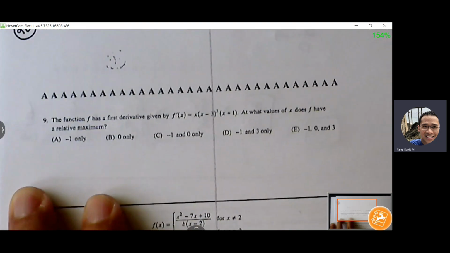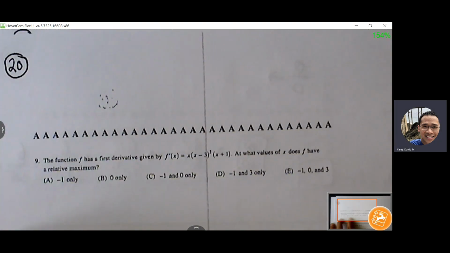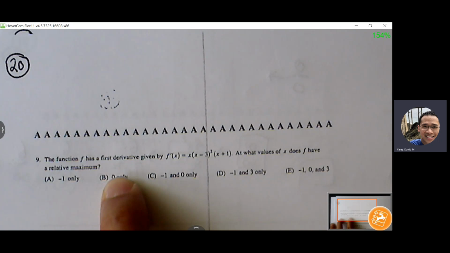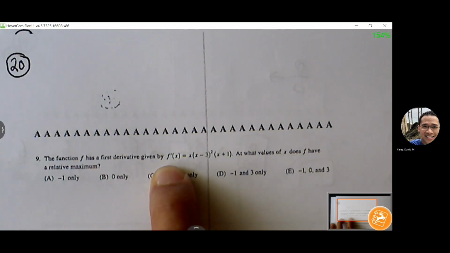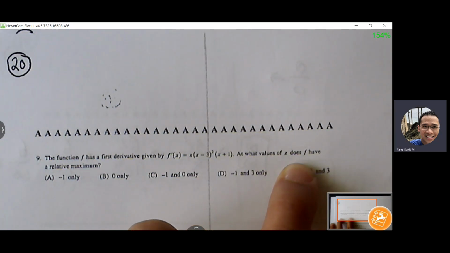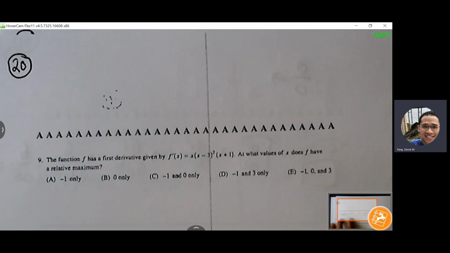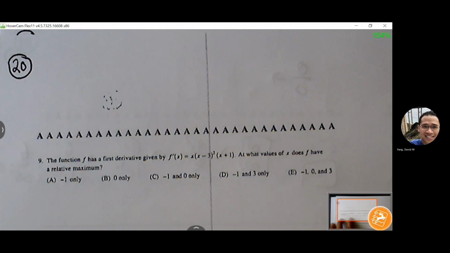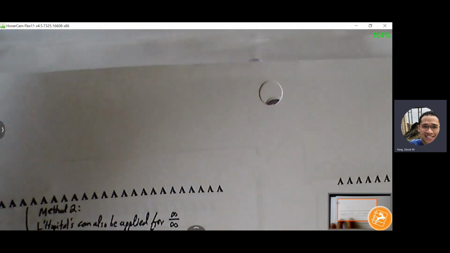Okay, so number 9, page 20. The function f has a derivative. Or f has a relative max. So you know that if you're looking at your f prime graph, your x-intercepts are going to be your potential critical points that will help lead you to a relative max, relative min.